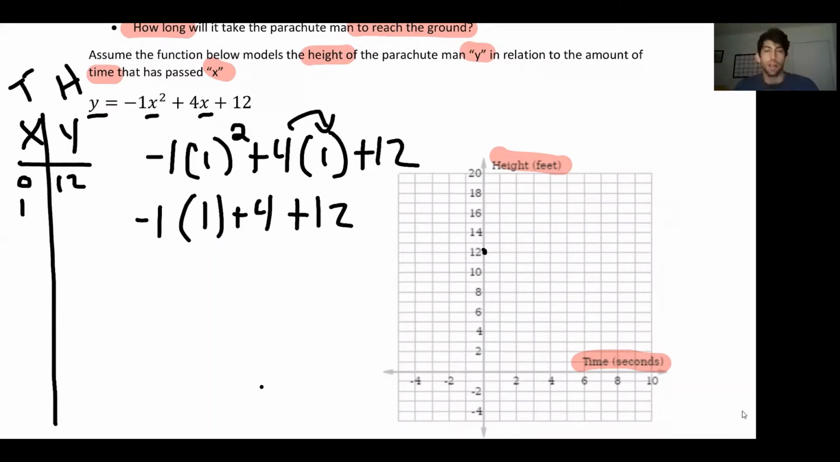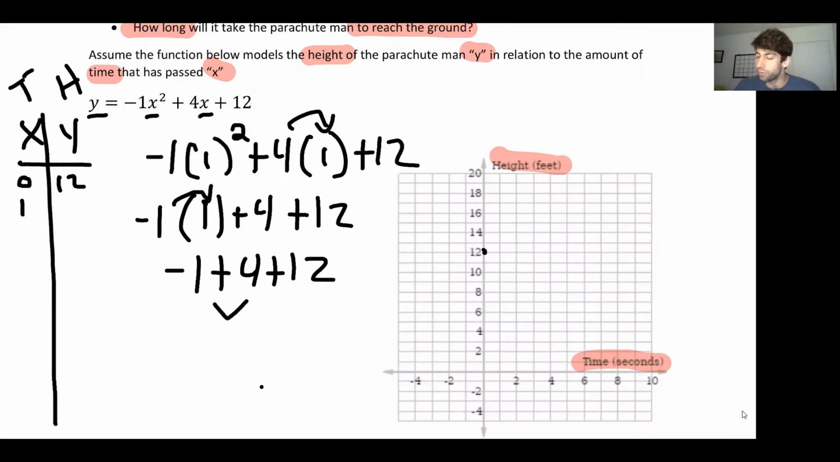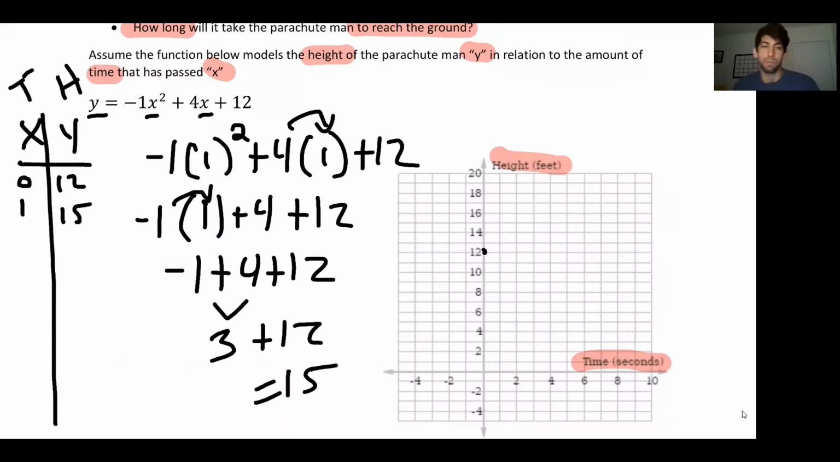All right, now we can distribute the -1. -1 times 1 is -1 plus 4 plus 12. So we can do the math. -1 plus 4 is 3 plus 12. 3 plus 12 is 15. So after 1 second, it will be 15 feet, the parachute man. So that we can plot on our graph.